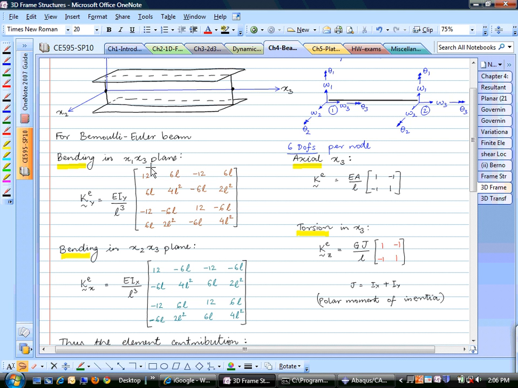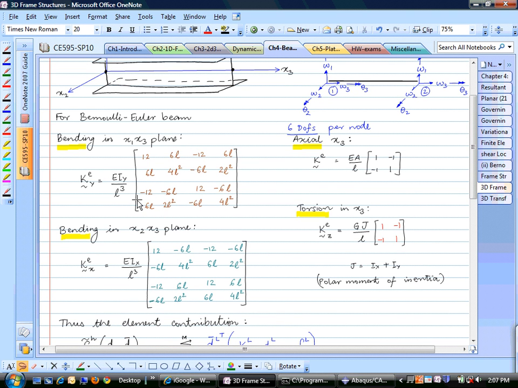So again, the degrees of freedom for this x1, x3 plane are W1 for the transverse displacement, theta 2 for the bending rotation. And for bending in the x2, x3 plane, the transverse displacement is W2. So this row corresponds to W2. This column corresponds to theta 1 or minus theta 1.